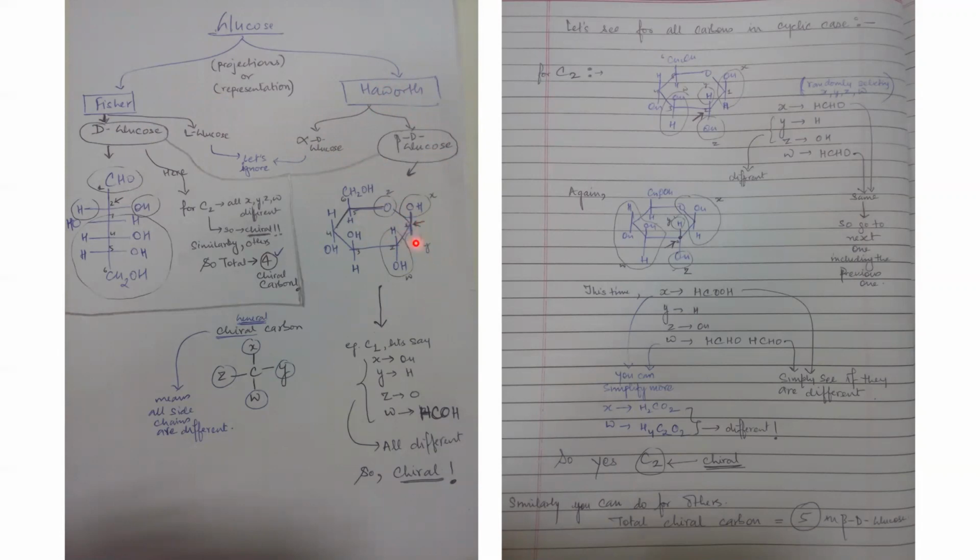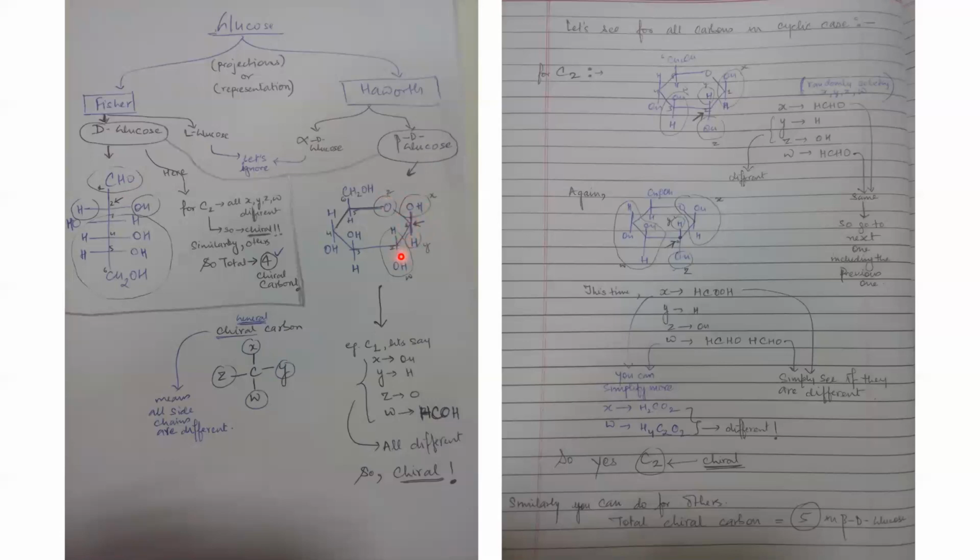Let's focus on the first carbon here. I'm pointing it out with the arrow. Let's say X here is OH, Y is H, Z is O, and W is HCOH. When you're trying to solve whether the carbon is chiral or not, you have to look around the 4 bonds. You can simply figure out that 2 of the bonds are OH and H. It becomes difficult when you're trying to find the other 2 bonds.